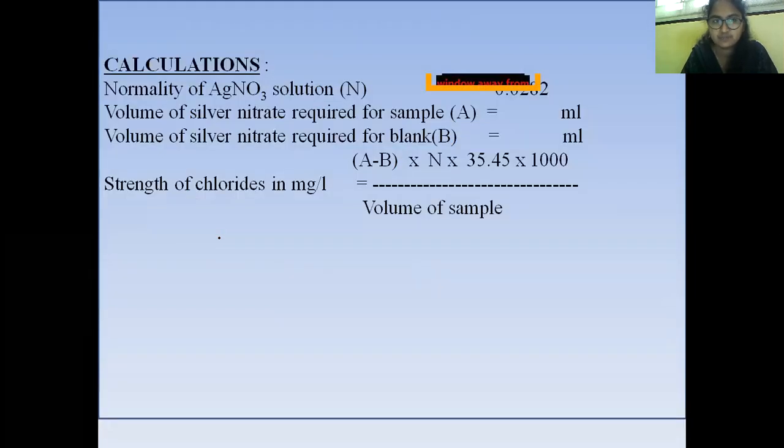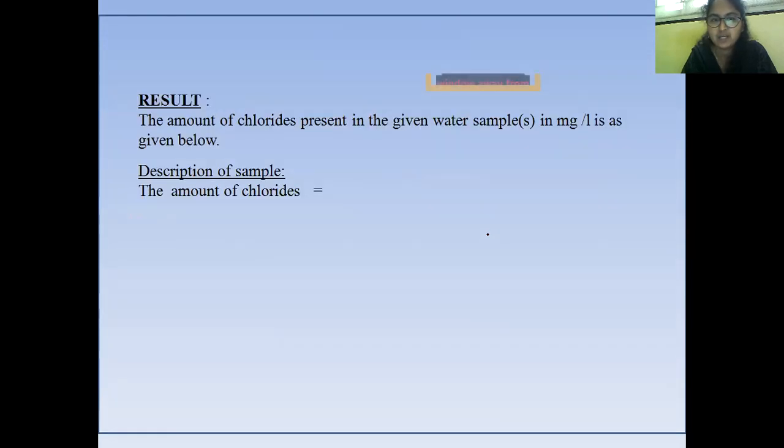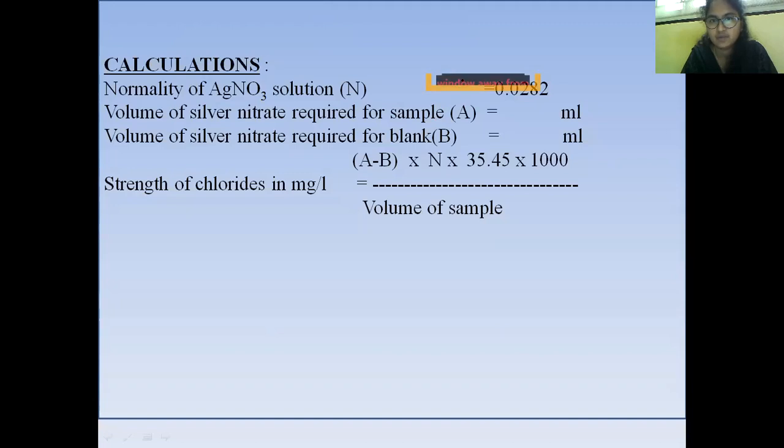And normality of silver nitrate AgNO3 is 0.0282. And volume of silver nitrate used for A, that means normal water sample, and also for the blank, that means distilled water, is B. So chlorides equals (A minus B) into N into 35.45 into 1000 divided by volume of sample. That will be in mg per liter. Now we can see how to determine chloride contents in a given sample in our laboratory.